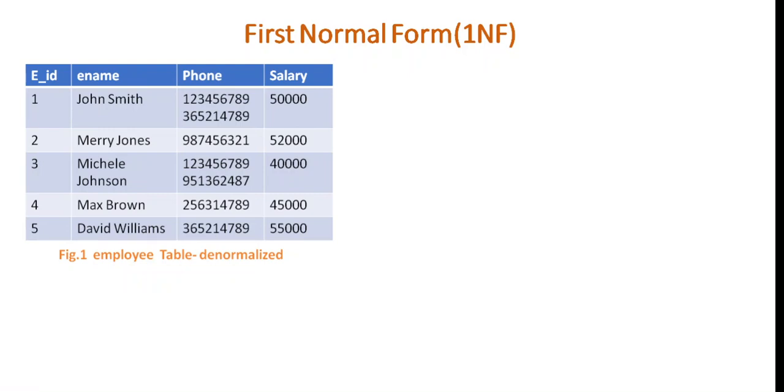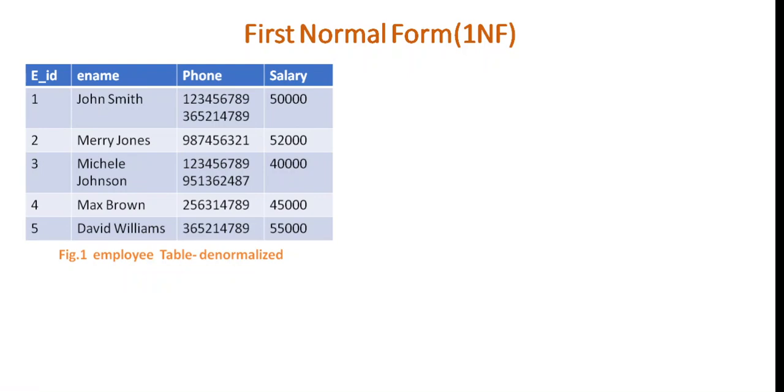So here, as we can see, employee number 1 has 2 phone numbers, and employee number 3 also has 2 phone numbers. So we have stored both phone number values in a single cell. But this is a denormalized relation, that is, this table is not satisfying the condition of first normal form. In first normal form, composite attributes are not allowed.